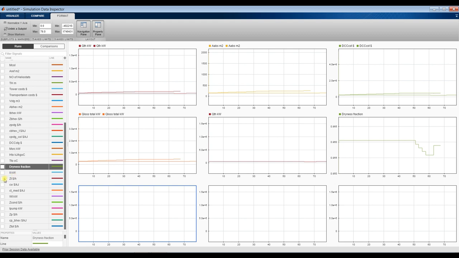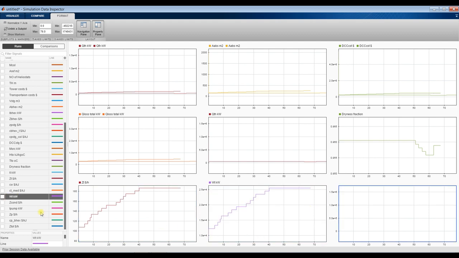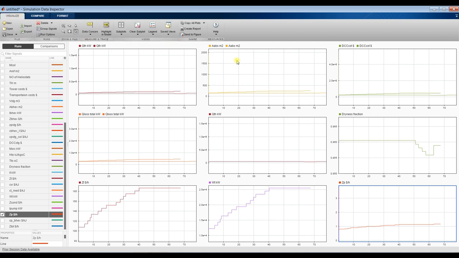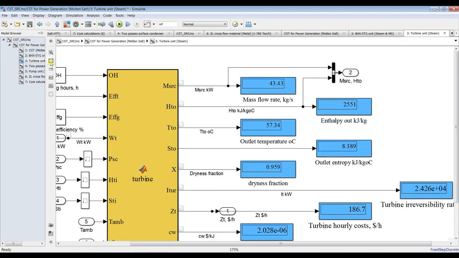Hourly costs, this is your turbine costs, and this is power through the turbine, and we have here pumping. This is pumping hourly costs. Okay, so you can also send this result to a figure and you can deal with it and so on. It's based on your capabilities.